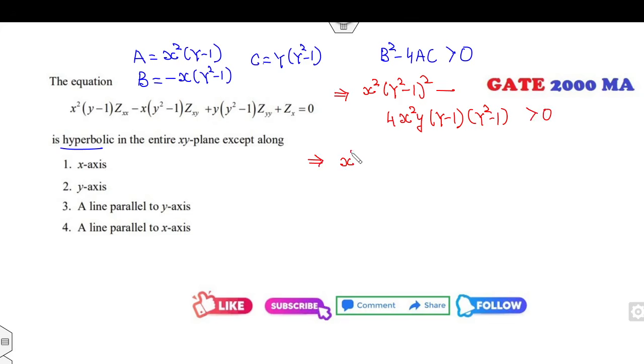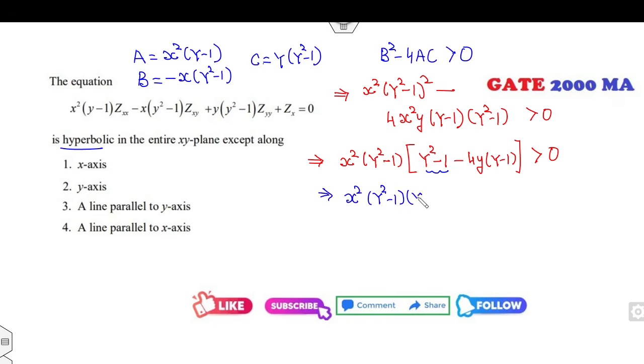I can take x squared common. I can take y squared minus 1 common. The inside portion is y squared minus 1 minus 4y into (y minus 1). Again, you can see I can take y plus 1 common from y squared minus 1. And it's y minus 1, so I can take y minus 1 common. It's y plus 1 minus 4y, which I can say is 1 minus 3y. Fine. Now when will it be greater than 0, look at that.